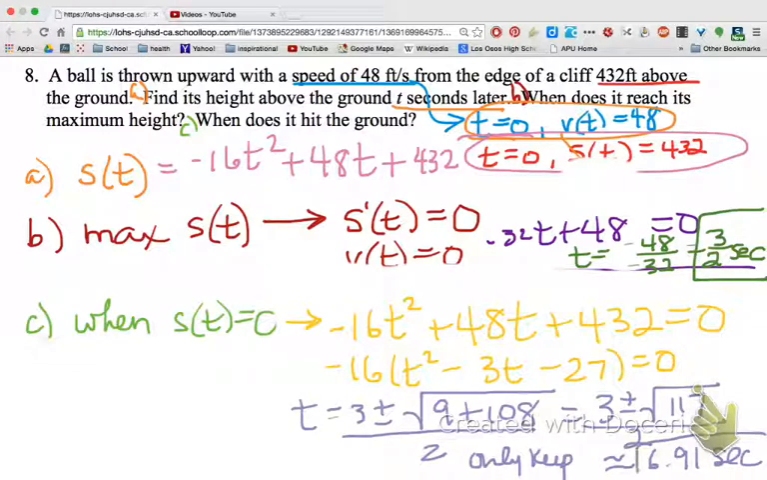Double check and make sure you can actually get that out of your calculator. Remember, when you put this into the calculator, it is necessary that you use parentheses around the top or you'll get the wrong answer. Okay, I will see you tomorrow.